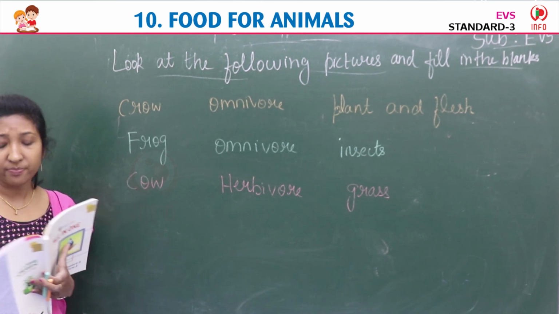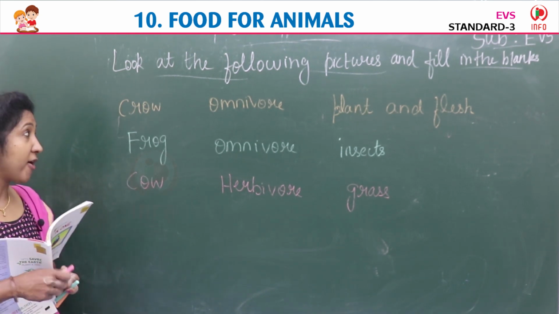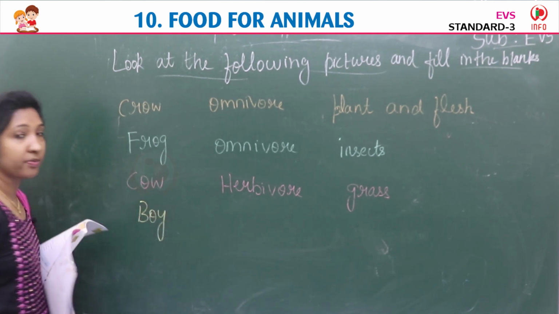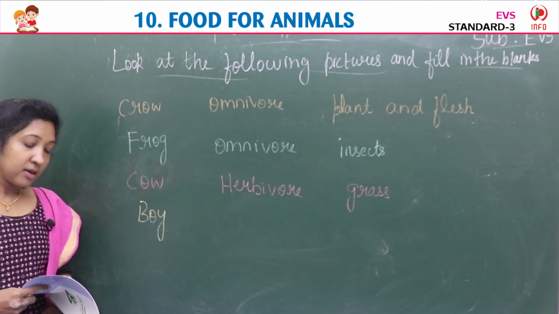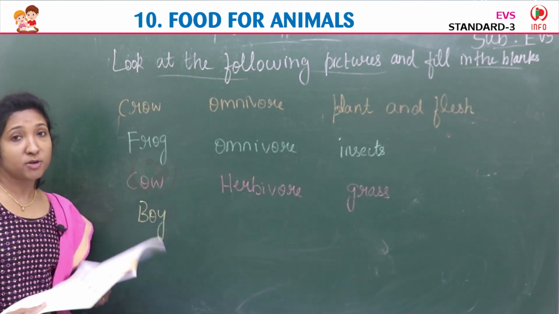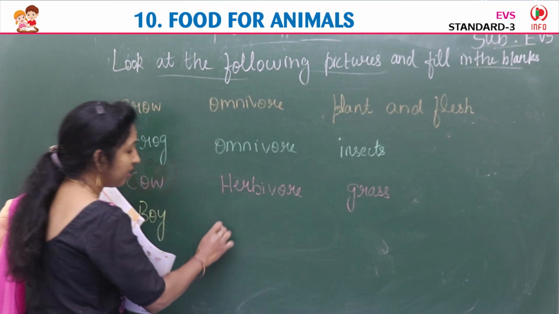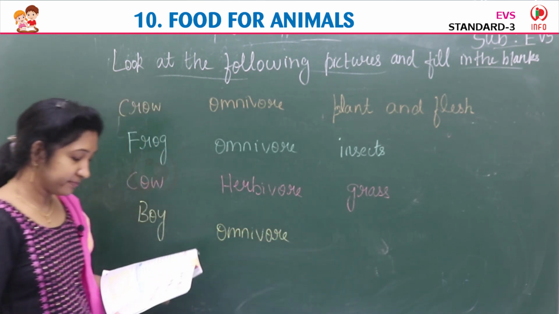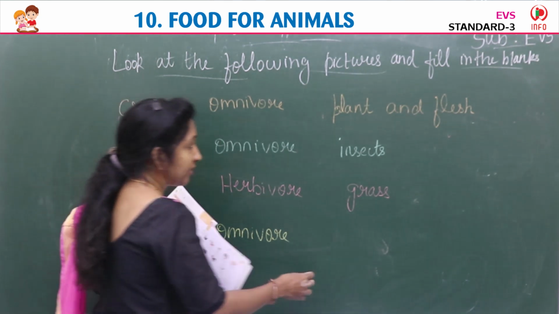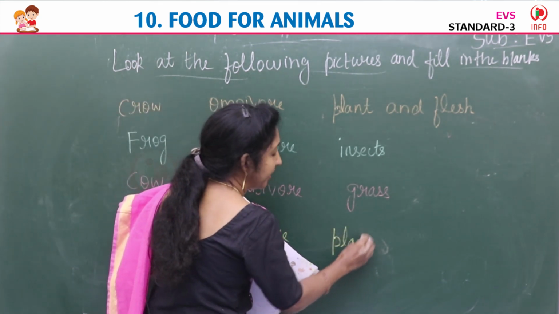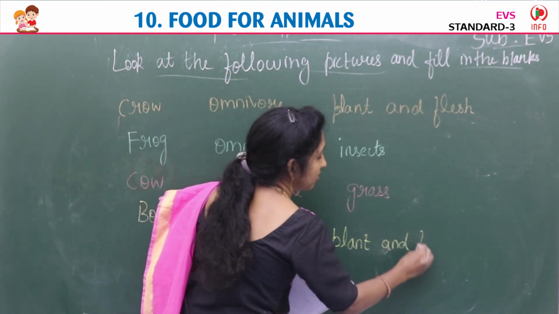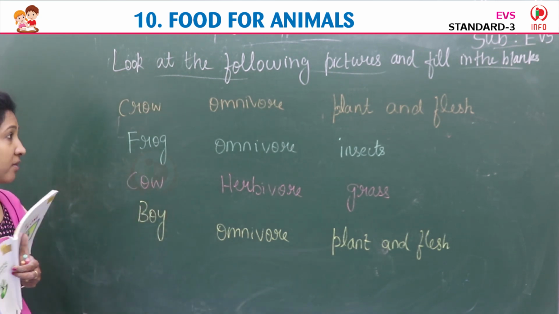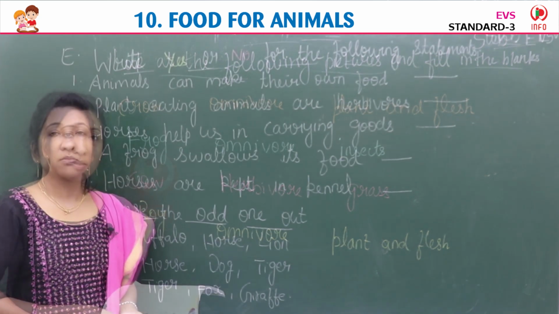It's a picture of a small boy, isn't it? So, it's a picture of a boy, we say. Boy. Okay. Is boy a herbivore, carnivore or omnivore? Which category does he come under? Omnivore. Okay. What food do they eat? The boy eats both plants and flesh. Both plants and animals. Isn't it? Okay, children. So that exercise is completed.